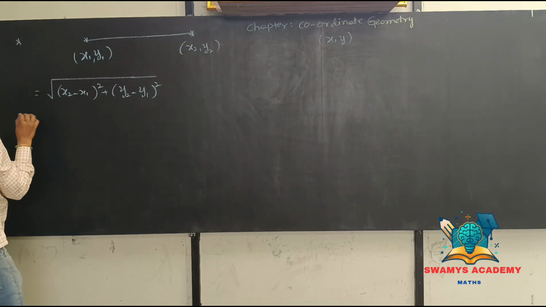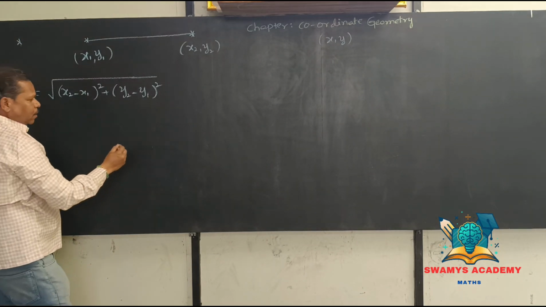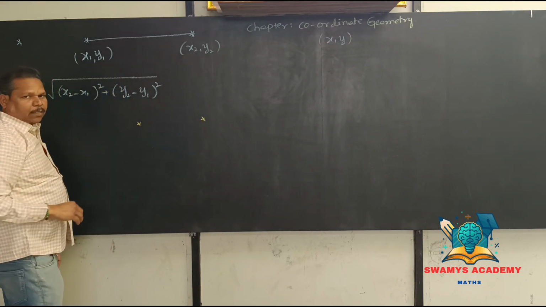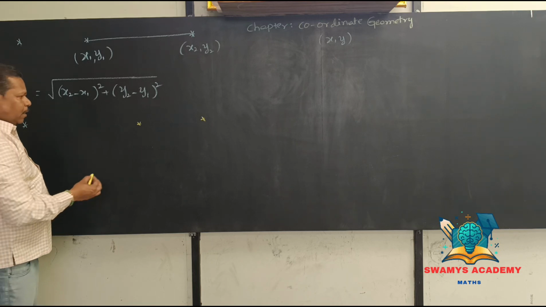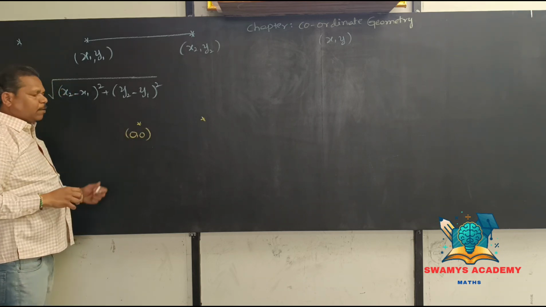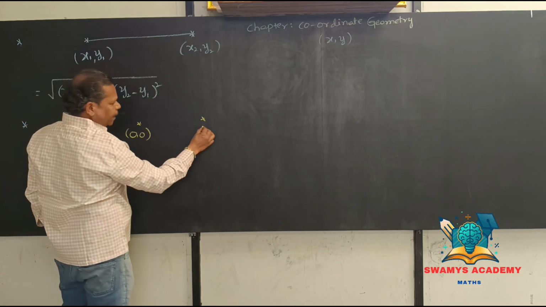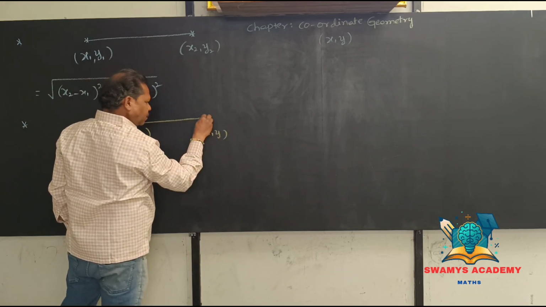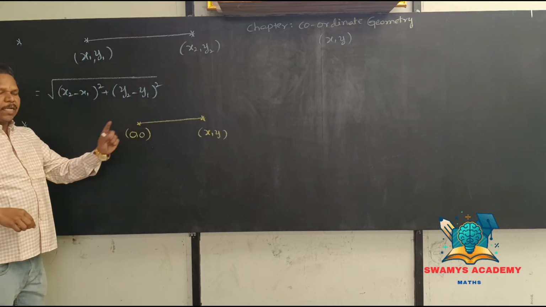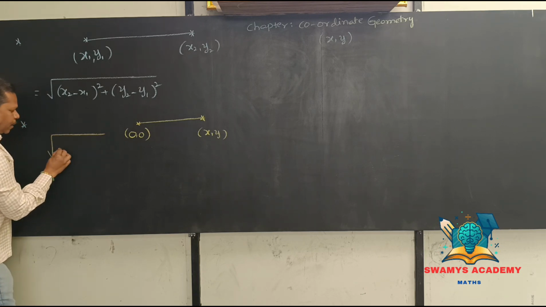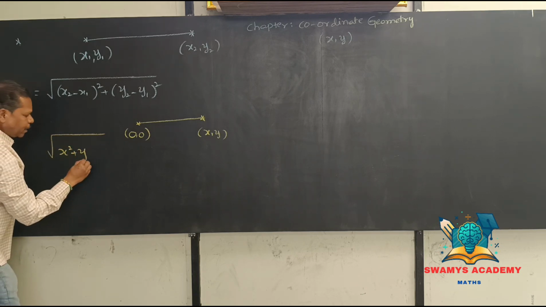And the second formula. So what is the second formula? It is to find the distance from the origin. We know the origin already: the x value will be 0 and the y value will be 0, so the coordinates will be 0, 0. The other one we take as x, y. To find the distance between the origin and the coordinates x, y, we'll use a direct formula. So what is the formula? Square root of x square plus y square.